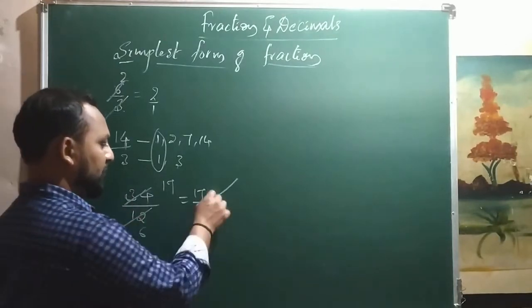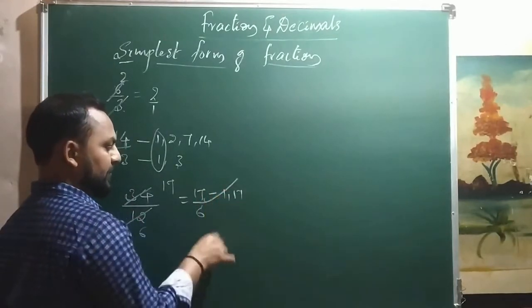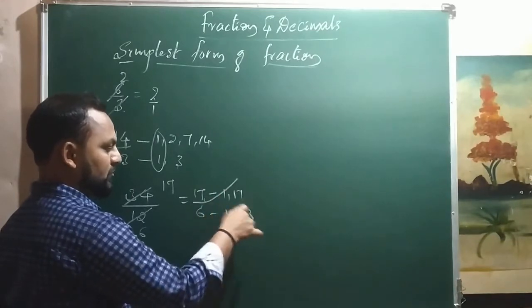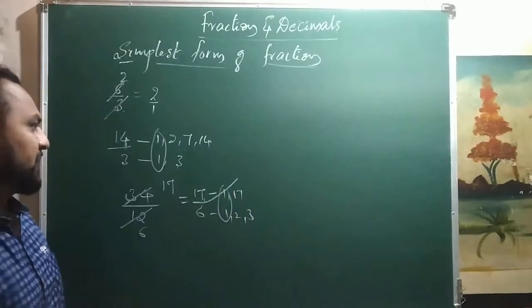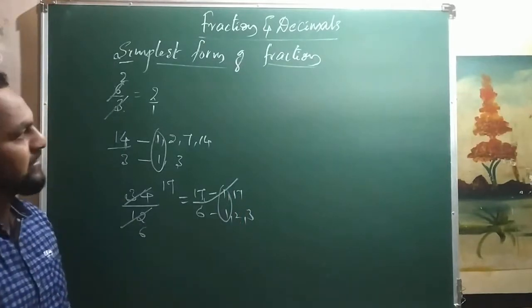The factors of 17 are 1 and 17, and the factors of 6 are 1, 2, 3 and 6. The common factor is 1. These two numbers are in the simplest form.